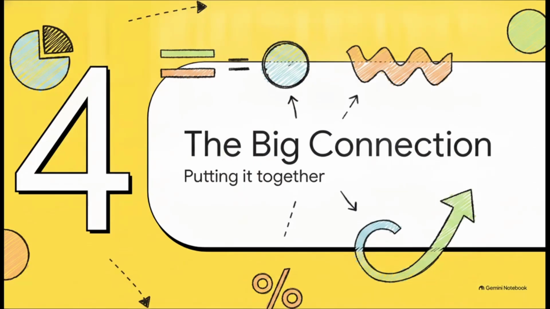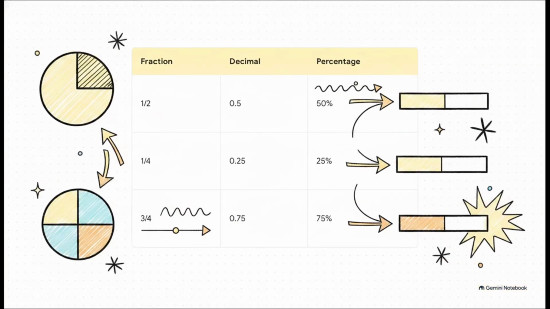Which brings us to section 4, the big math connection. We have laid the groundwork, and now it is time to bring all 3 of these languages together into one ultimate translation matrix. Just think about the connections here. 1/2 as a fraction is 0.5 as a decimal, which is 50% as a percentage. 1/4 translates to 0.25, which is exactly 25%. And 3/4 is 0.75, which is 75%.